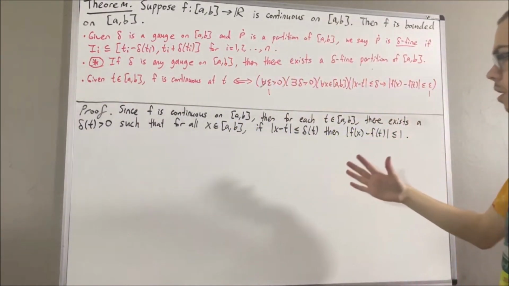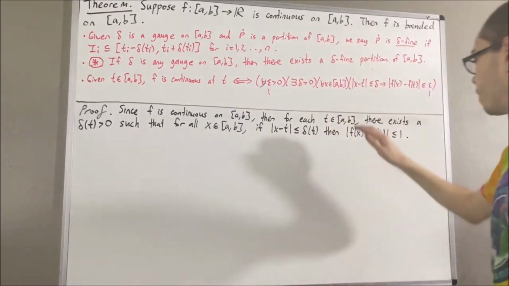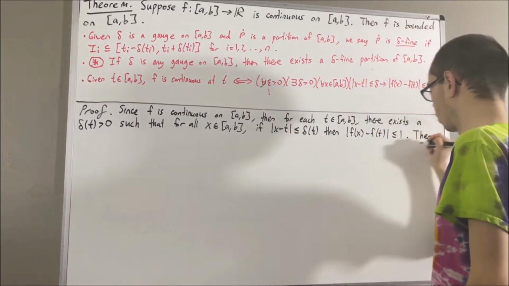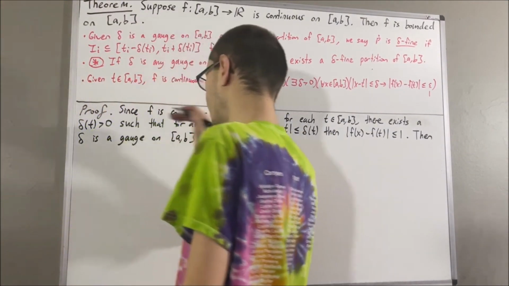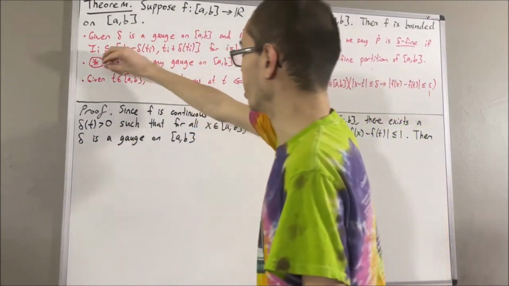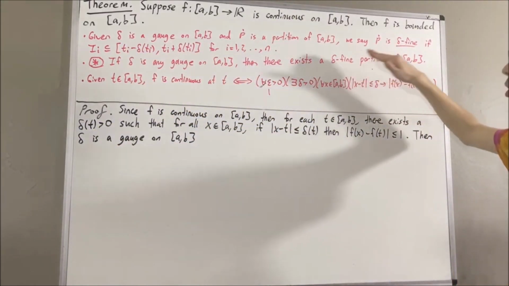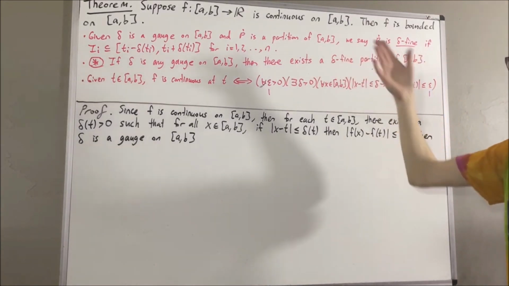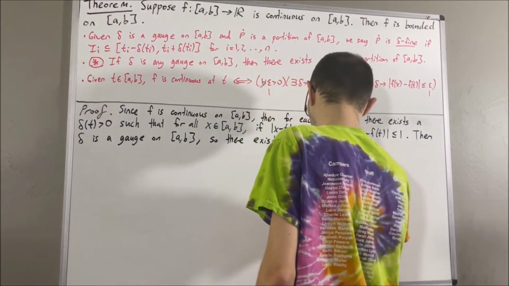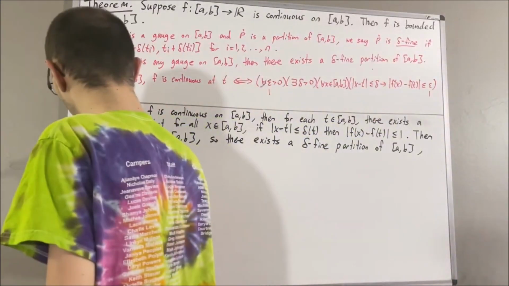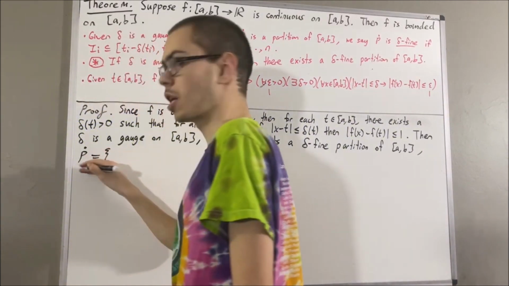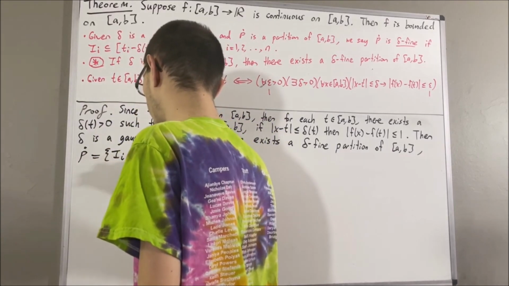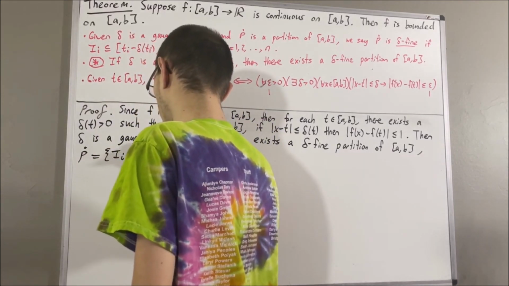And delta is a strictly positive function defined on [a, b]. So delta is a gauge on [a, b]. And since delta is a gauge on [a, b], we know that there exists a delta-fine partition of [a, b]. I'm going to call that partition P. And we'll say that the subintervals of the partition are symbolized by I_i, with a tag symbolized by t_i, from i equals 1 to n.